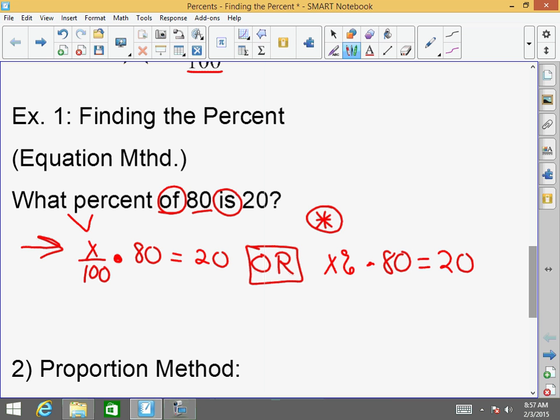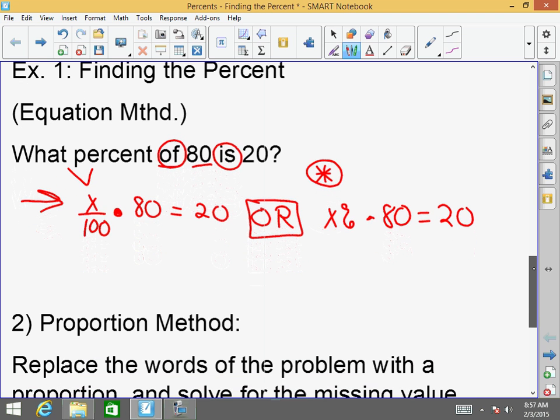How would I solve this? Guys, remember how to multiply fractions? Remember, this is 80 over 1, right? What's x times 80? 80x. Very good. What's 100 times 1? 100 equals 20 over 1. You guys with me here? Cross multiply. What's 100 times 20? So 80x equals 2,000. Divide by 80.